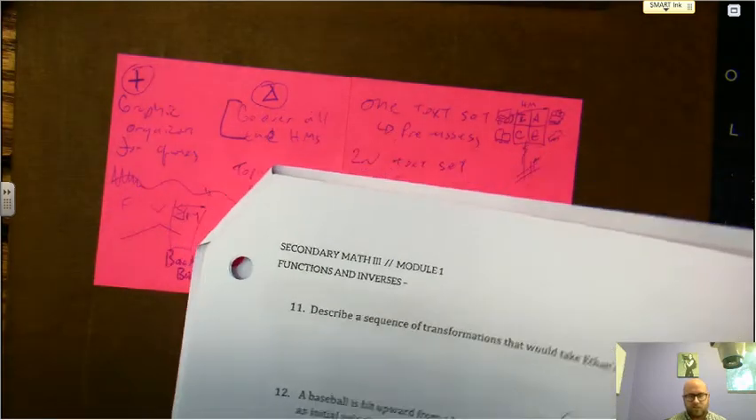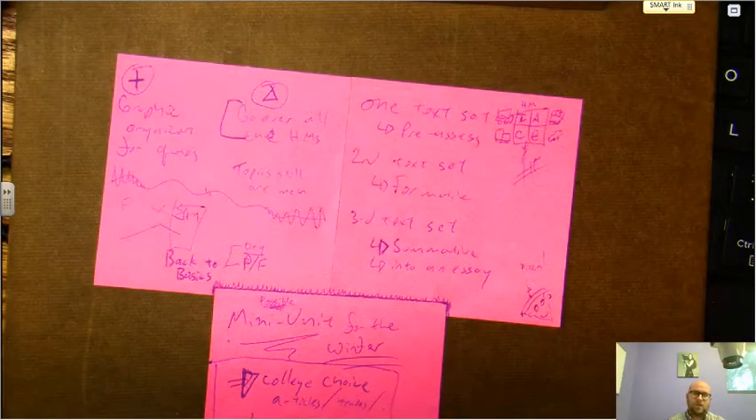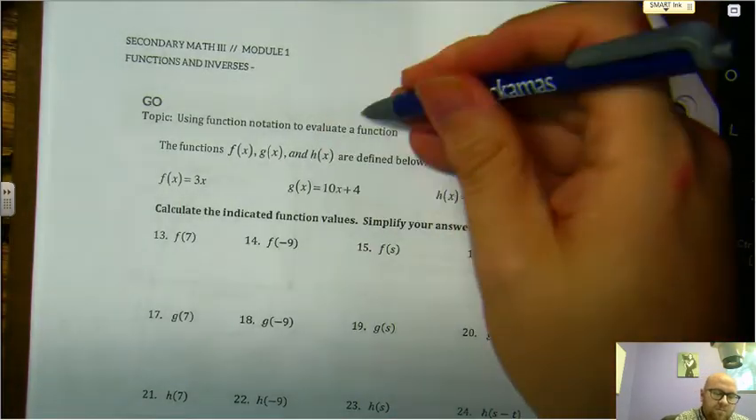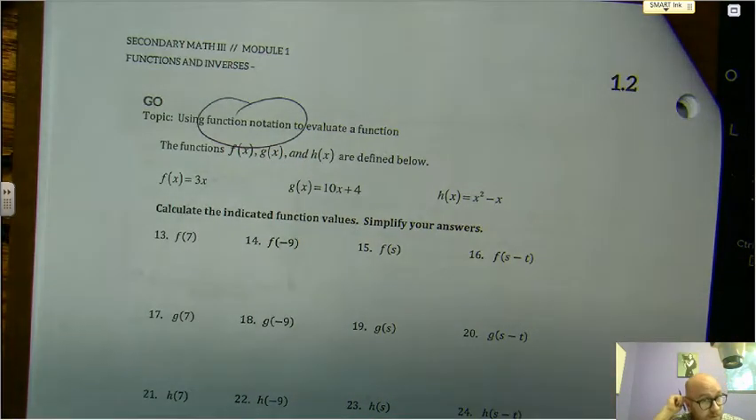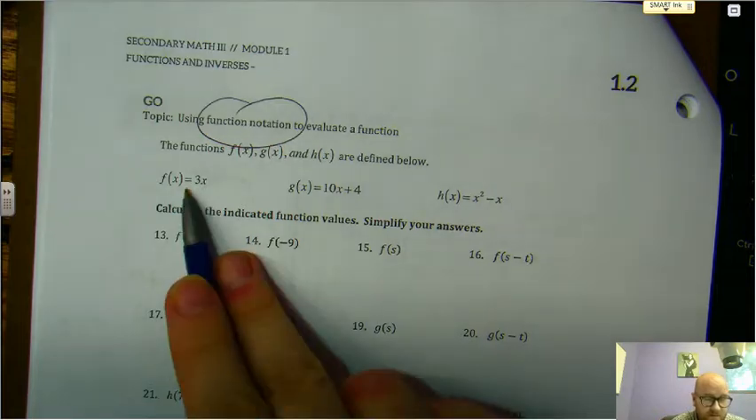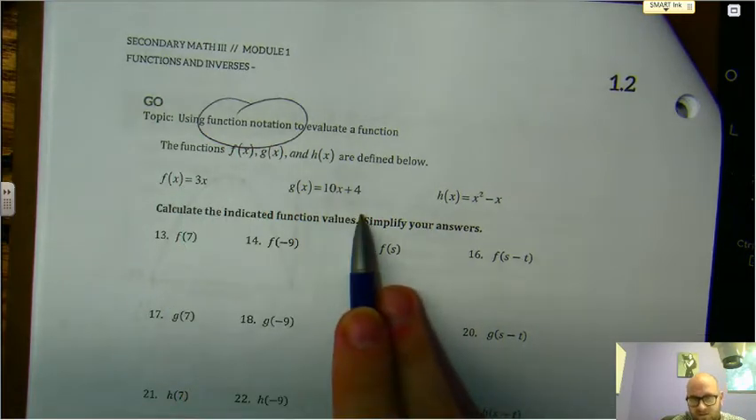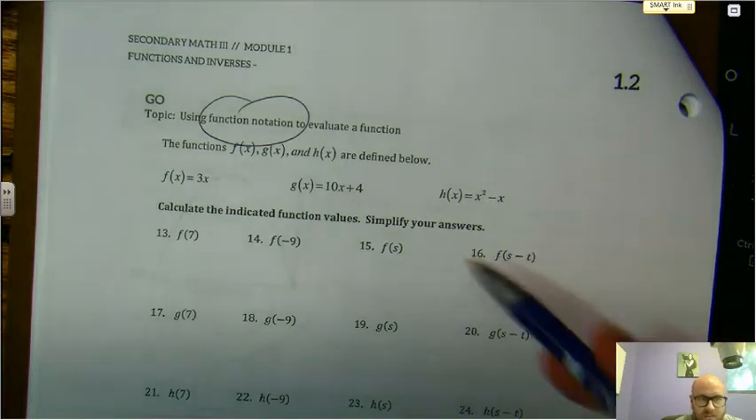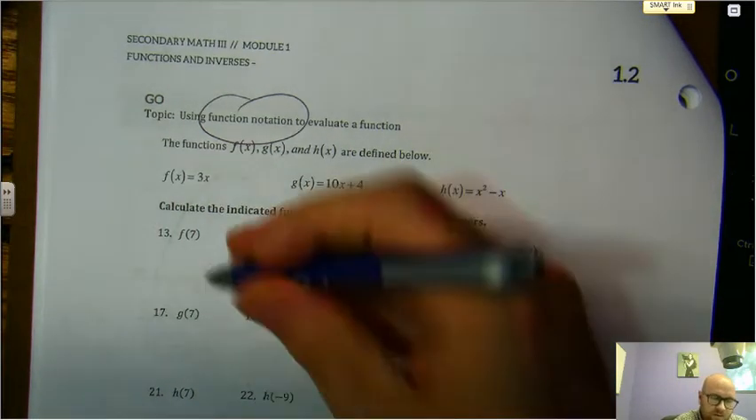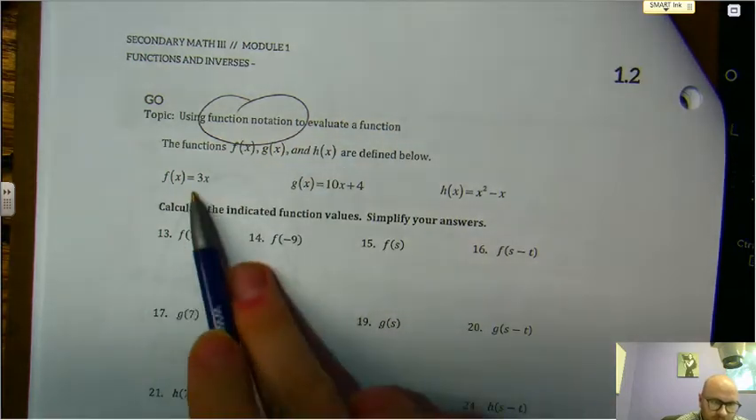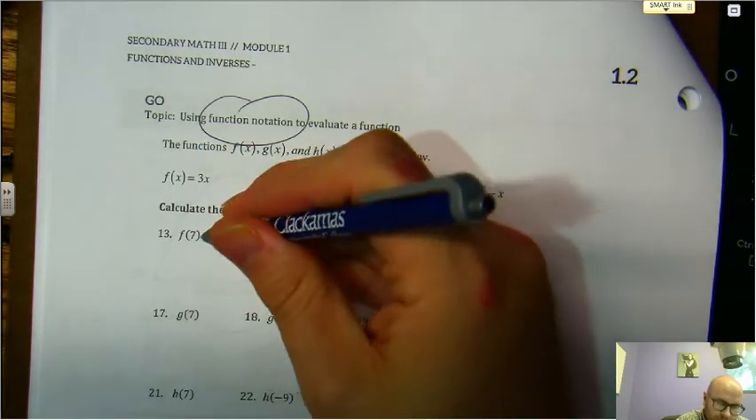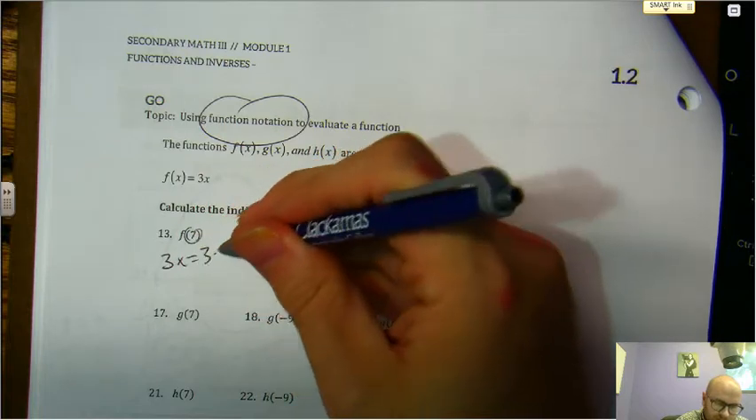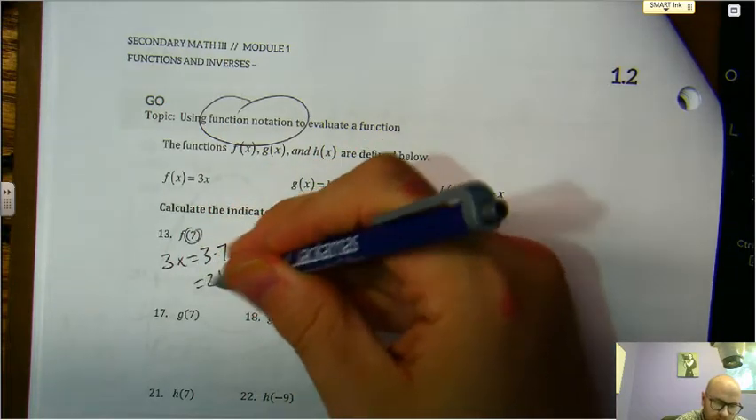Next up, okay, so again, we're going to be using more function notation in evaluating our functions. This time we have an f of x, a g of x, and an h of x. So all we're going to be doing is plugging in these values. So f of 7 means we look at f of x. It was 3x, but now we're plugging 7 in, so it's 3 times 7. So that's going to be 21. We're done.